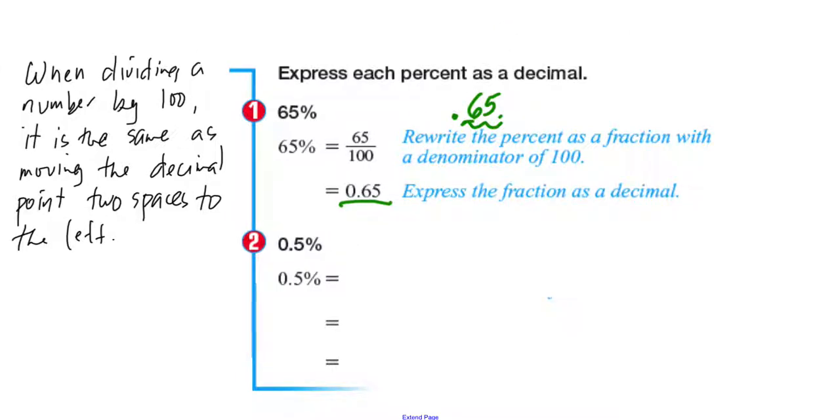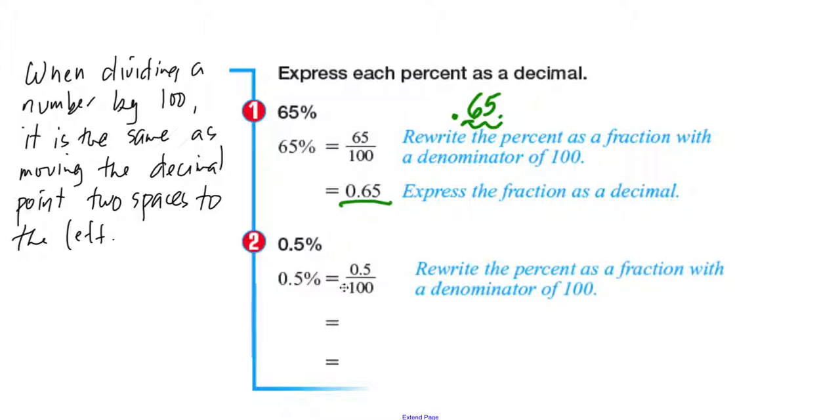Let's take a look at 0.5%. 0.5% as a fraction will be 0.5 over 100. Then 0.5 over 100 is the same as 5 over 1000. Why? Because you simply multiply it by 10 over 10, which is 1 and does not change the fraction, giving 5 over 1000. 5 over 1000 is nothing more than 0.005.